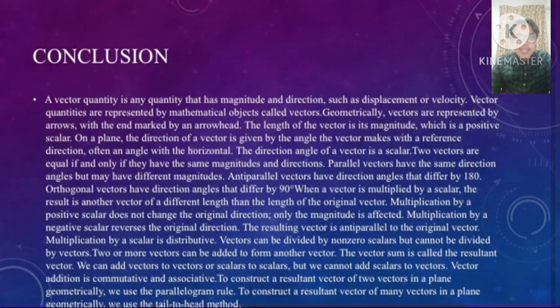A vector quantity is any quantity that has magnitude and direction, such as displacement or velocity. Vector quantities are represented by mathematical objects called vectors. Geometrically, vectors are represented by arrows, with the end marked by an arrowhead. The length of the vector is its magnitude, which is a positive scalar. And to construct a resultant vector of many vectors in a plane geometrically, we use the tail to head method. And that's it for the conclusion, and thank you.